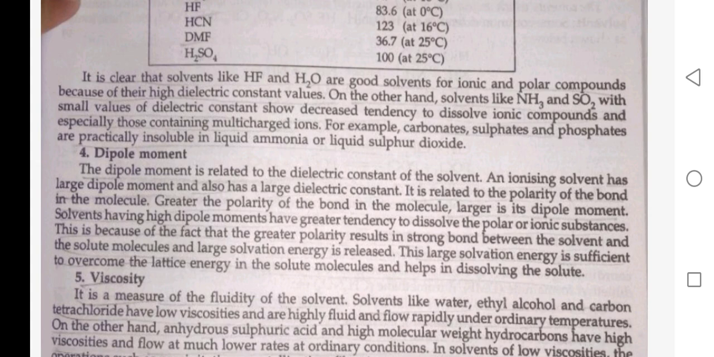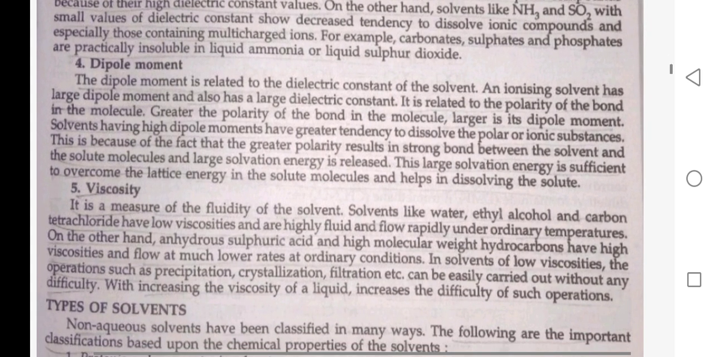Fourth property, dipole moment. The dipole moment is related to the dielectric constant of the solvent. An ionic solvent has a large dipole moment and also has a large dielectric constant. It is related to the polarity of the bonds in the molecule. The greater the polarity of the bonds in a molecule, the larger is its dipole moment.